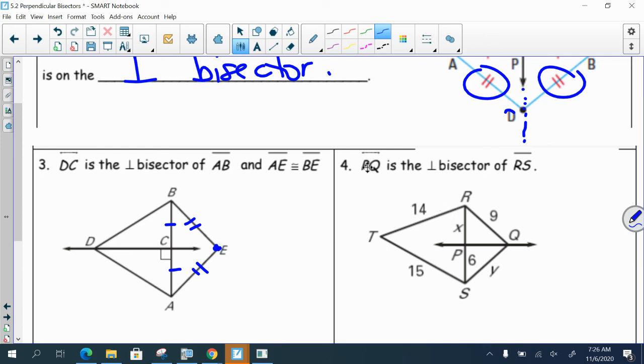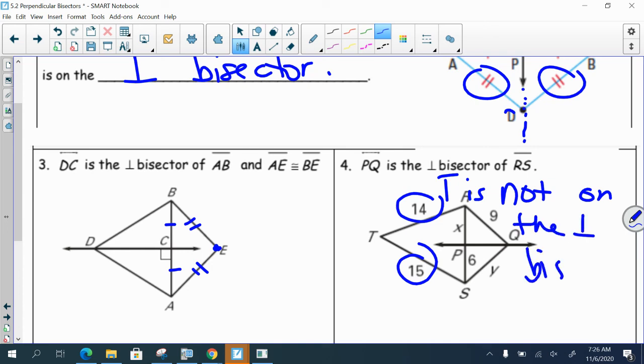For this one, PQ is the perpendicular bisector of RS. So the question here is, is T on the perpendicular bisector? Here we would say no, because it's not equidistant from the endpoints, because this is 14 and that's 15. If they were both 15 or both 14, then it would work, but here it's not. So T is not on the perpendicular bisector.